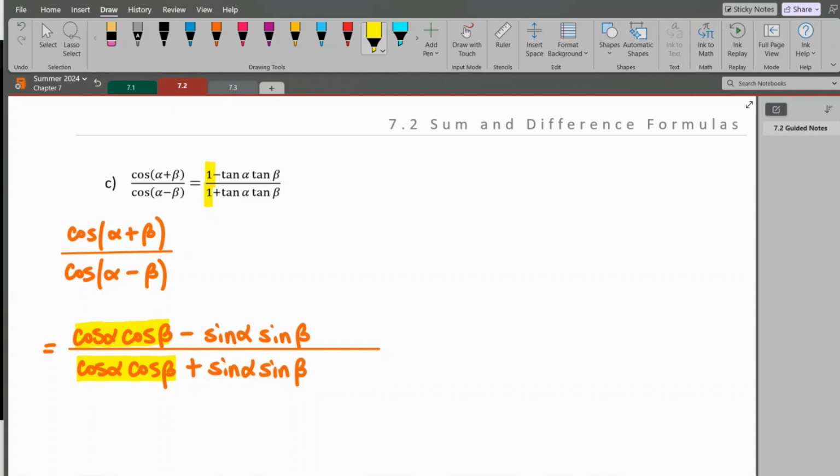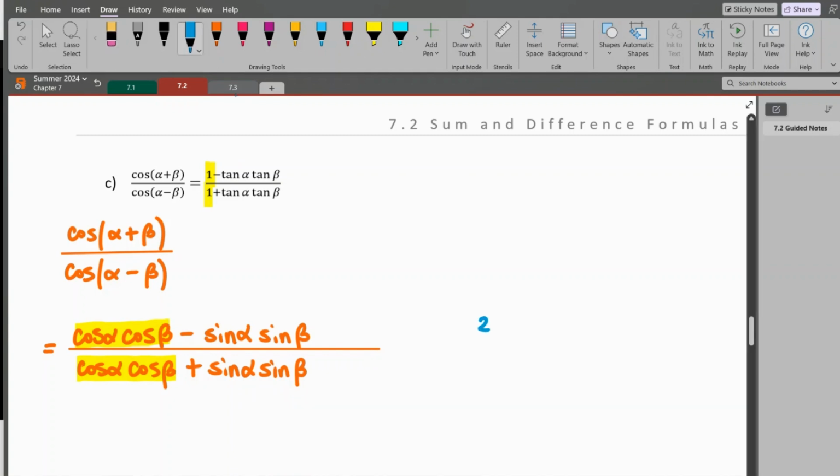Now, I want to be careful about this. I need to make sure to actually divide the entire numerator and entire denominator by cosine alpha, cosine beta. And so we can do just that. And I want to note that when we do this, because we're dividing both the top and the bottom by the same thing, we're really not changing what it's equal to.